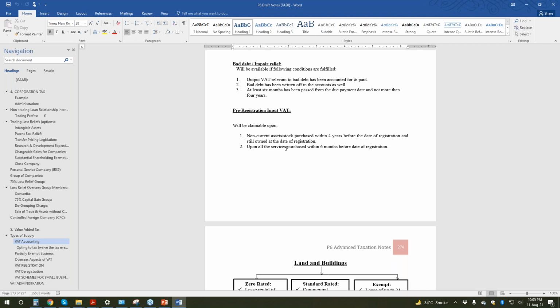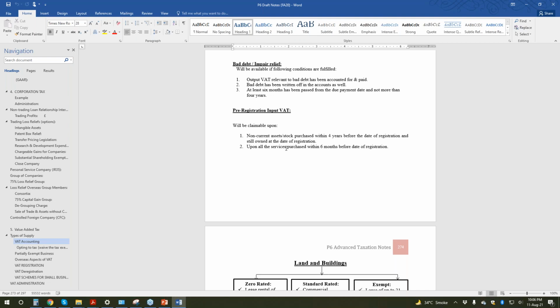Secondly, if these are services, obviously the services are intangible in nature, so they cannot be in stock at the time of registration. So if the services have been consumed and you have suffered input VAT on them, if they were within 6 months before the registration, the input VAT on them can be reclaimed, otherwise not. So for them, having in stock is not the condition.